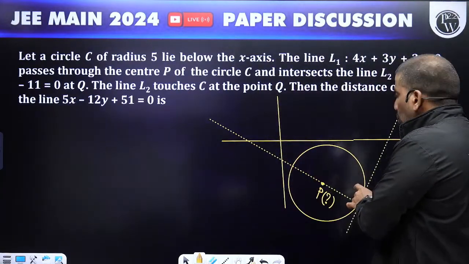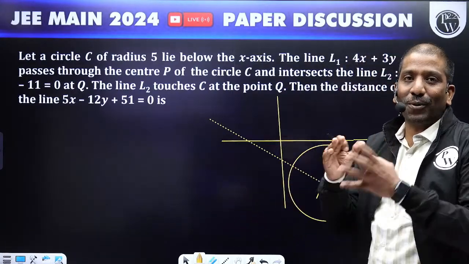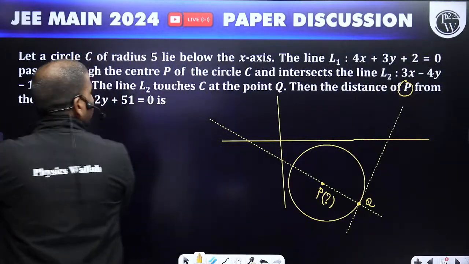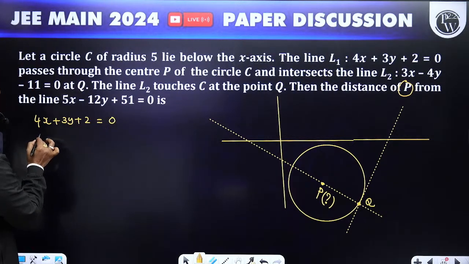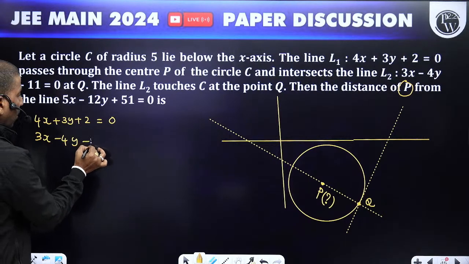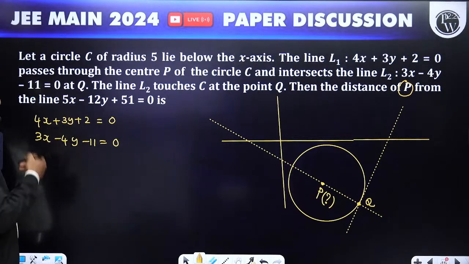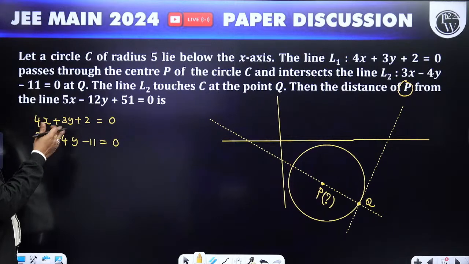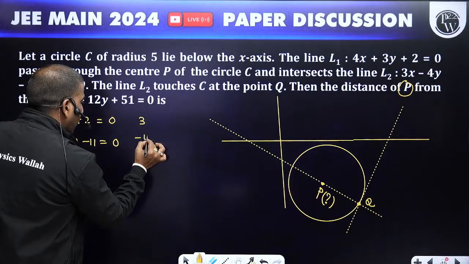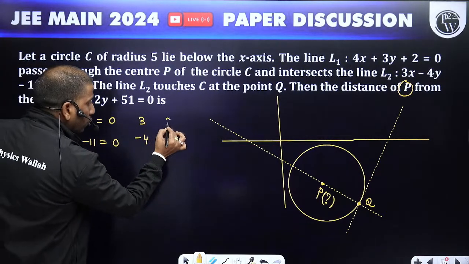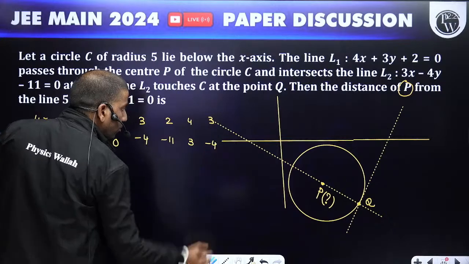Two lines are there. So this Q is a common point of both the lines. That means it is the point of intersection. What are the lines, my dear students? 4x plus 3y plus 2 is equal to 0, and 3x minus 4y minus 11 is equal to 0. For the point of intersection I will take the cross multiplication method, because the coefficients are different. If the coefficients were the same, I would have taken addition or subtraction. So I prefer cross multiplication.